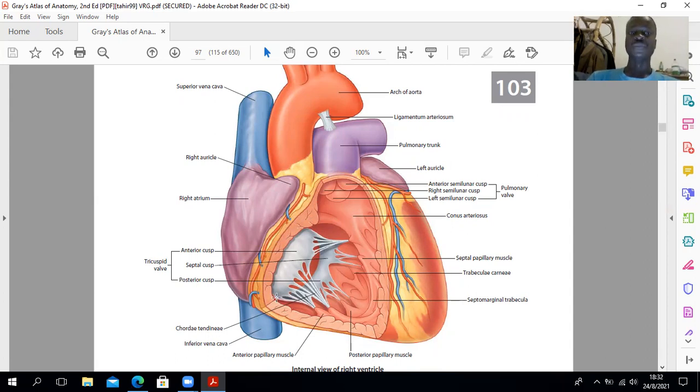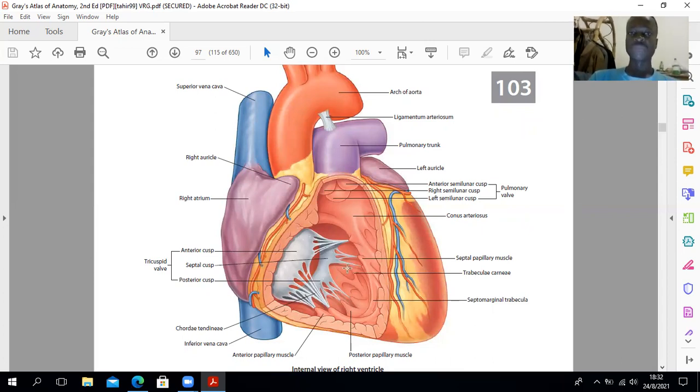So these are the trabeculae carneae, right? Notice these are the papillary muscles, which are attached at their bases to the ventricular wall. At their apices you have the chordae tendineae, which join the papillary muscles to the cusps of the tricuspid valve, which is this one. The tricuspid valve is characterized by an anterior cusp, which is this one, then a septal cusp, which is this one, then a posterior cusp, which can also be referred to as the inferior cusp, right?